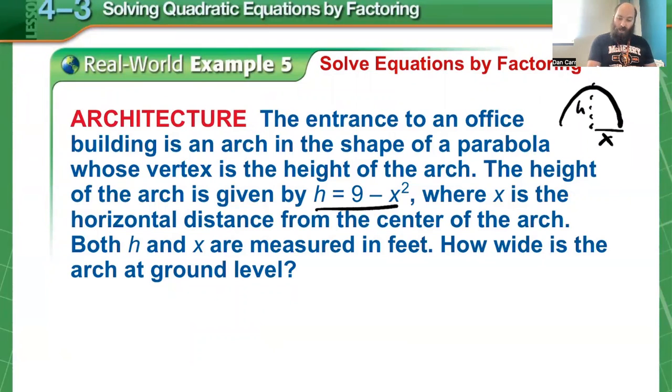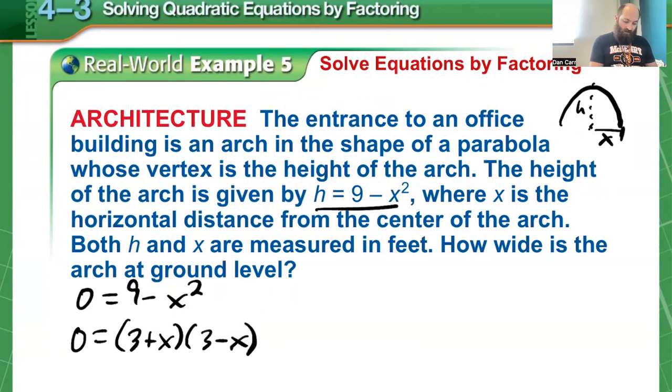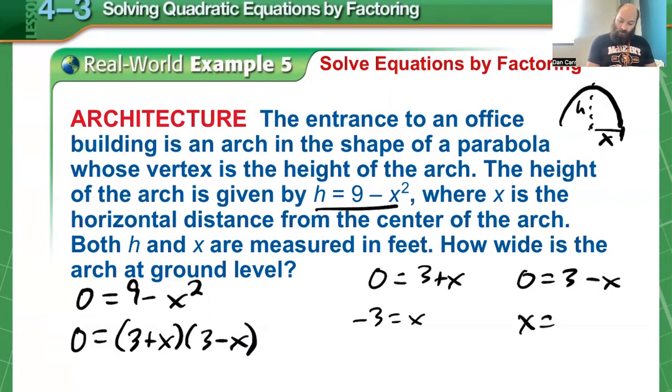So at ground level, the height is 0. We're looking at where this spot is. So that's what I'm going to set up as 0 equal to 9 minus x squared. So if I solve that out, I can do my factoring. It's actually another difference of two squares. So it'd be 3 plus x, 3 minus x. Solve them separately, I get 0 is equal to 3 plus x. Subtract that over, I get -3 for x. And then I get 0 equals 3 minus x, and I can add the x over, so x equals 3. So at ground level, that means this is 3 over here.